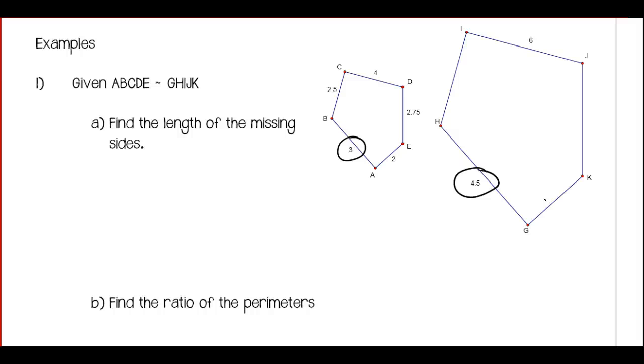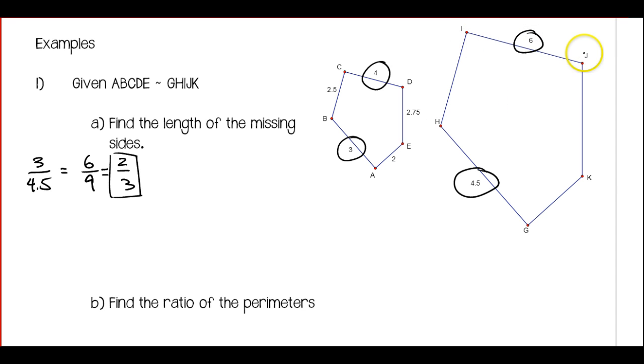So I know that the ratio of all the sides has to be 3 to 4.5, and if I want to get rid of the fractions, I can just double those, so that would be 6 to 9. And then I could reduce that again, divide by 3, so that would be 2 to 3. So this is my basic ratio of the polygons, 2 to 3. So I know the ratio of all the other sides has to be 2 to 3. I could have also gotten it from this pair of sides. So now I want to find IH, JK, and GK.